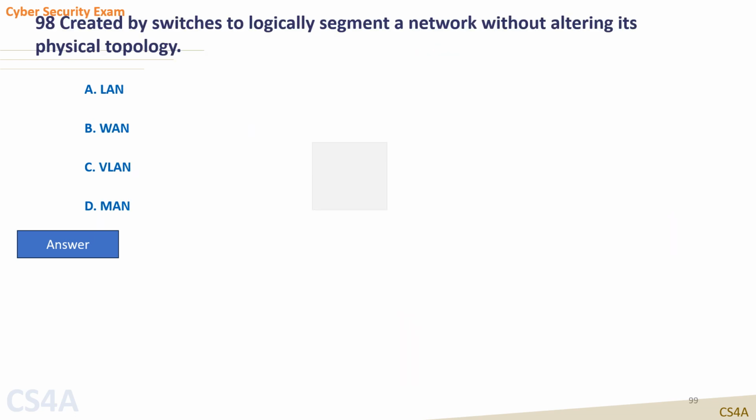So here the question is: created by switches to logically segment a network without altering its physical topology. So here the keyword is logical segment. So LAN, WAN, and MAN are not going to create a logical segment. Only VLAN, virtual LAN, is going to create a logical segment. So the answer is C, VLAN.